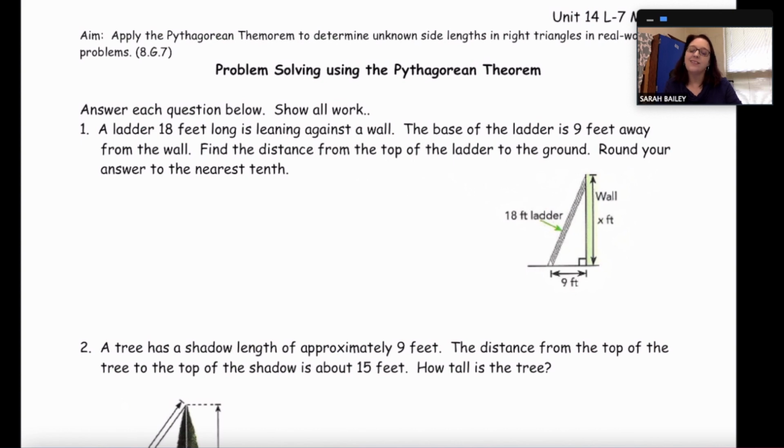Hey everybody, in today's lesson we're going to do some problem solving with the Pythagorean theorem. In other words, these are word problems, so we'll jump right in. Let's look at number 1.